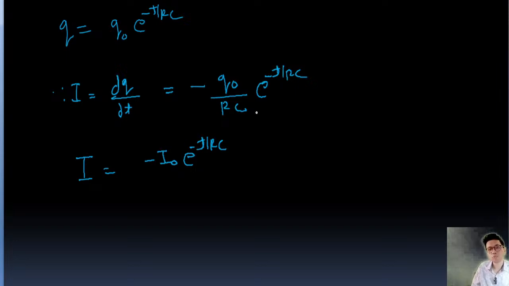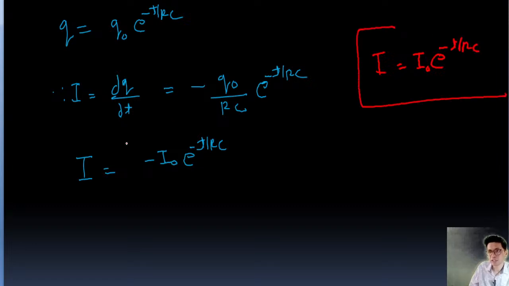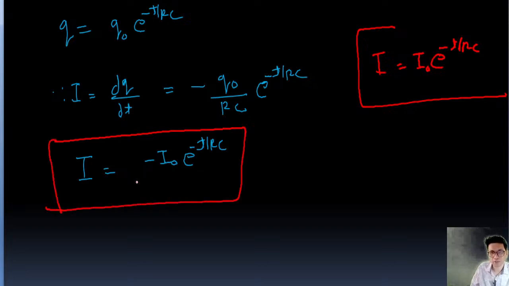In case of charging, we have seen I equal to I0 e to the power minus t upon RC. In case of discharging, the sign will be changed, so this will be I equal to minus I0 e to the power minus t upon RC. So this is the case of discharging, and this is charging of capacitor, and this is discharging.